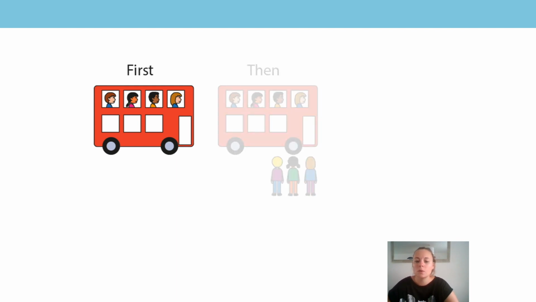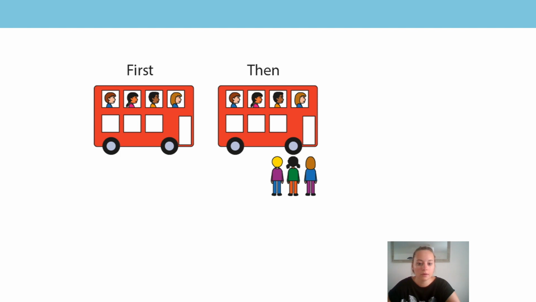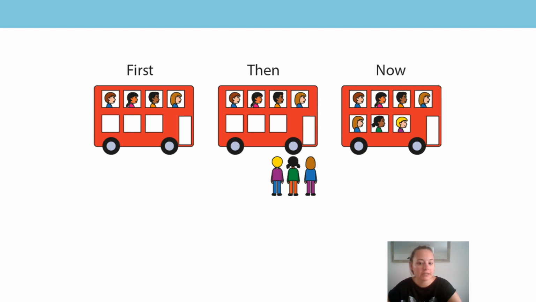Let's see what happens when the bus gets to the next bus stop. What do you notice now? How many people are on the bus? We've still got 4 on the bus. But what about those people that are stood next to the bus? We've got 3 people. Okay, so they're going to get on our bus. They're going to join our bus. So how many people do we have on the bus now? That's right. We've got 7.